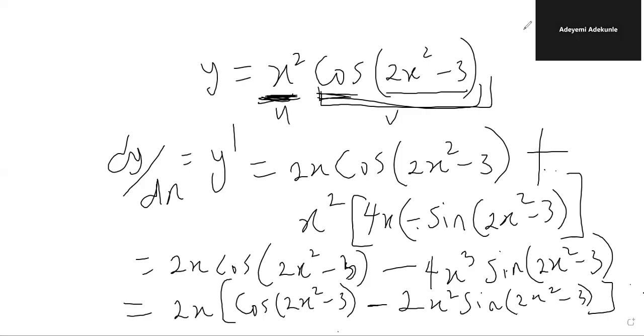You have to be very careful with the bracket because some options might be tempting. You can see options like 2x cos 2x squared minus 3 minus. You should definitely know that that will not be the answer. Why? Because the bracket is not coming in. So you have to be very, very careful of the position of the bracket in each of the write-ups.